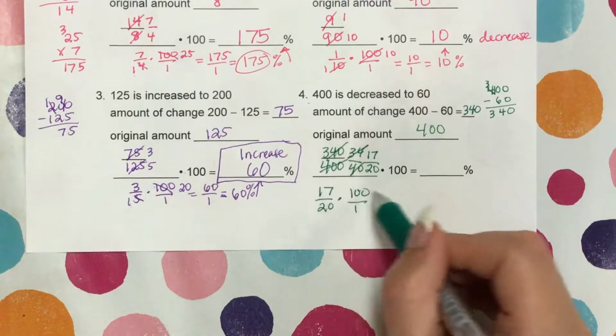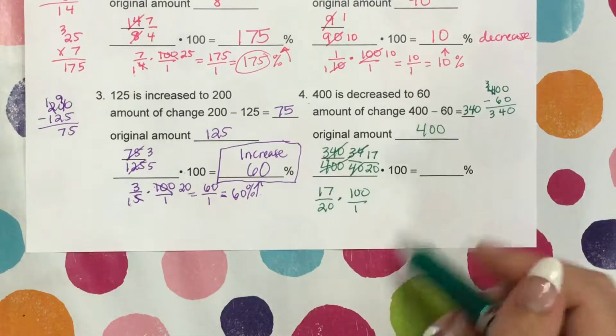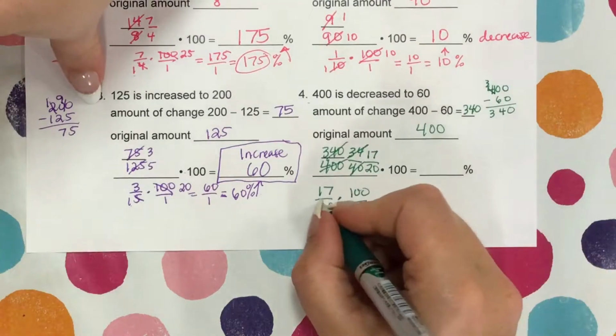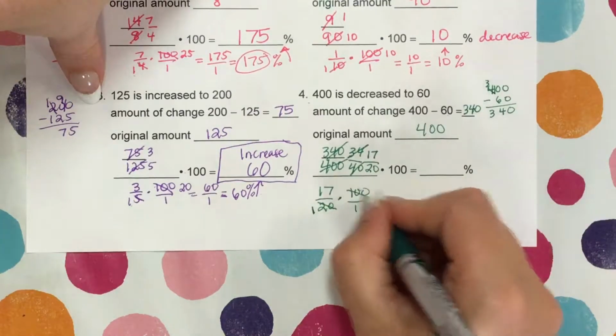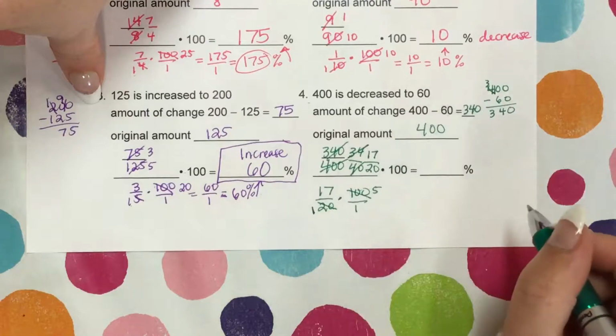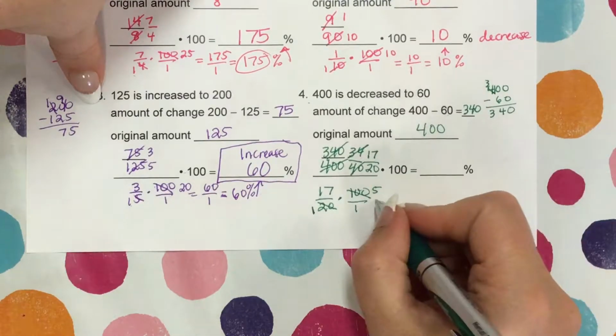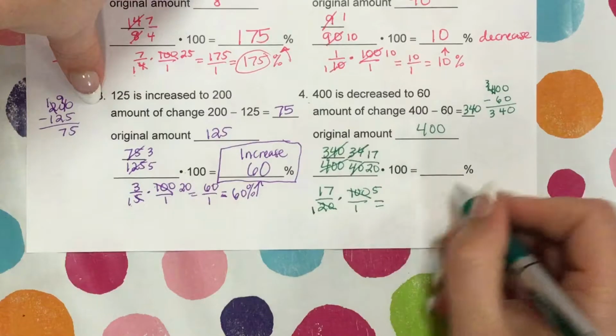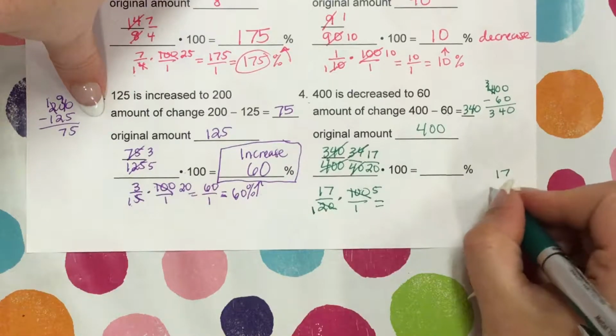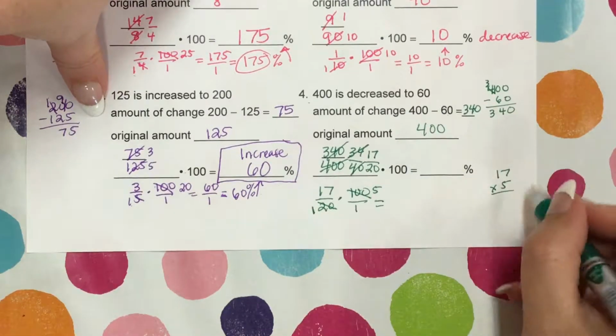Now, is there a common factor between 20 and 100? Yes, the answer is 20. 20 goes into 20 one time, and 20 goes into 100 5 times. So now I can just multiply across. 17 times 5, I don't know what that is off the top of my head, so I'm going to have to do the multiplication on the side.